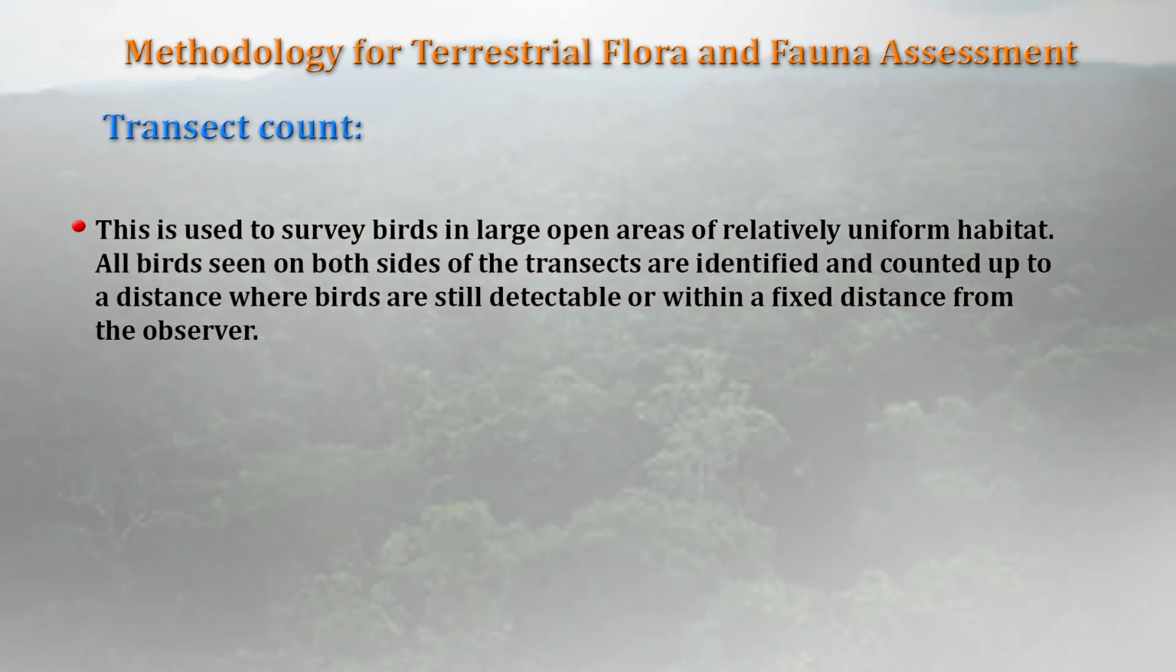Transect count. This is used to survey the birds in large open areas of relatively uniform habitat. So, all the birds that are seen on both sides of the transects are identified. They are counted to a distance where the birds are still detectable or within a fixed distance from the observer.